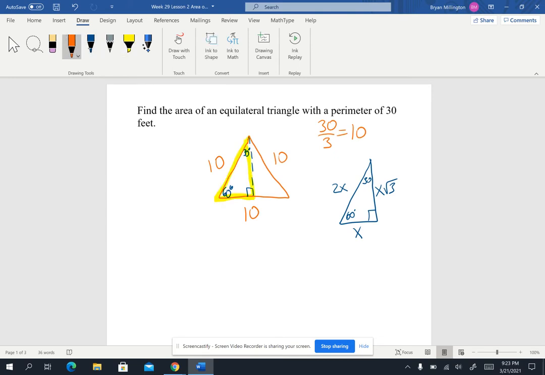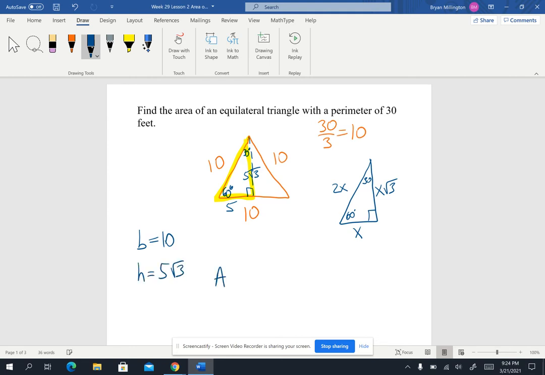When I drop that height down, it split the base in half. So half of 10 would be 5. So I've got 5 there. And then that would make the long leg 5 root 3 based on the fact that this is a 30, 60, 90 triangle. So my base of the triangle is 10. My height of the triangle is 5 root 3.